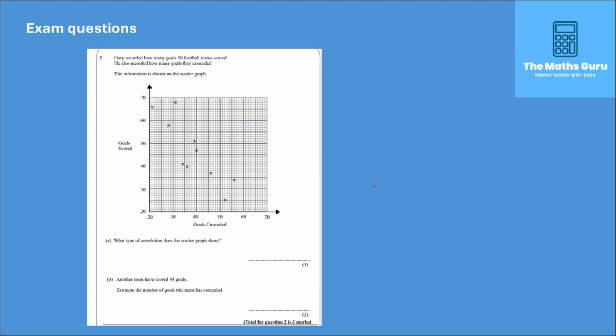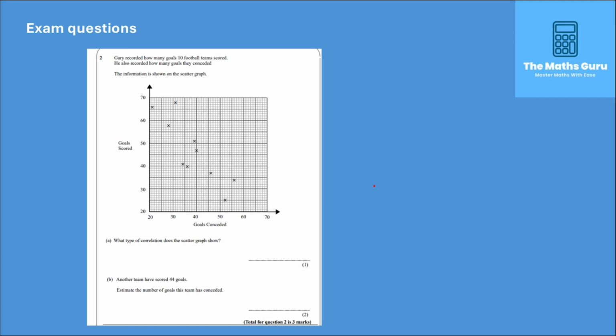Okay, so looking at the first question, it says Gary recorded how many goals 10 football teams scored. He also recorded how many goals they conceded. The information is shown on the scatter graph.